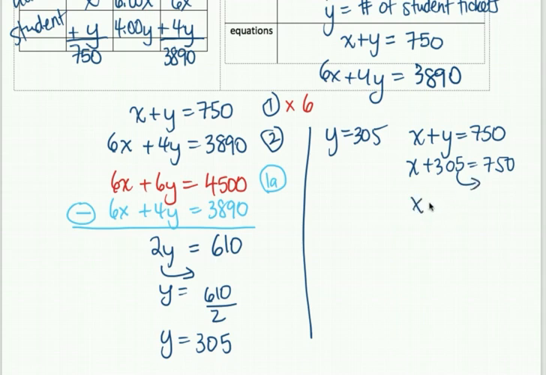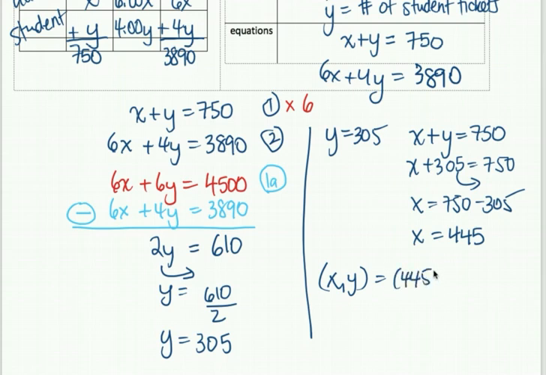Okay, boot that over and get to an answer of 445. Okay, so our x and y values here. Again, make sure you write them in the right order. So that's the x, this is the y.